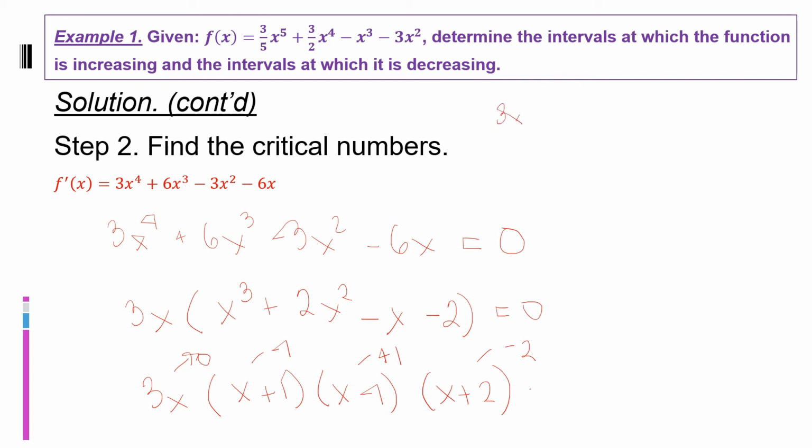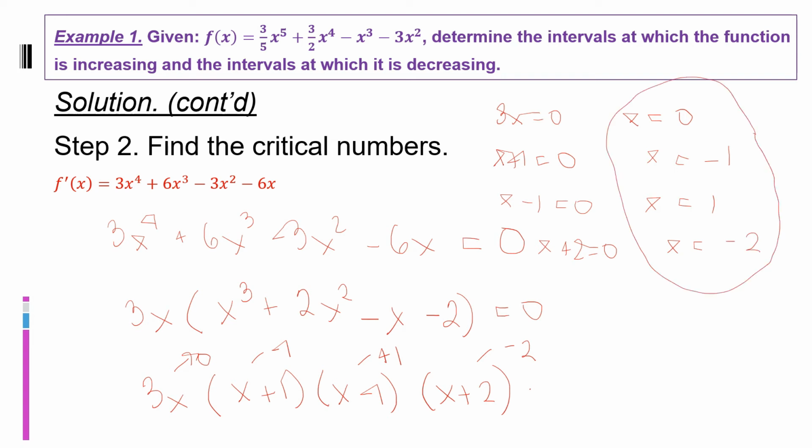Sinet lang natin yung mga factors to be equal to 0. Parang ito, 3x is equal to 0, therefore x is equal to 0. X plus 1 is equal to 0, therefore x is equal to negative 1. X minus 1 is equal to 0, therefore x is equal to 1. And x plus 2 is equal to 0, therefore x is equal to negative 2. At ito na ang iyong mga critical numbers.